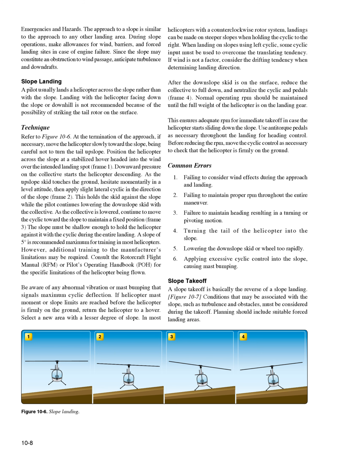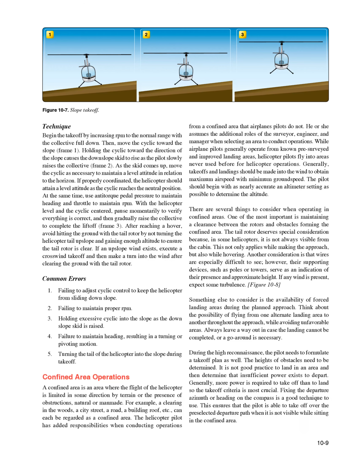Slope takeoff: a slope takeoff is basically the reverse of a slope landing. Figure 10.7. Conditions that may be associated with the slope, such as turbulence and obstacles, must be considered during the takeoff. Planning should include suitable forced landing areas. Technique: begin the takeoff by increasing RPM to the normal range with the collective full down. Then, move the cyclic toward the slope, frame 1.